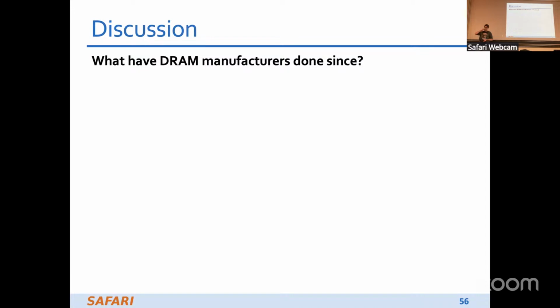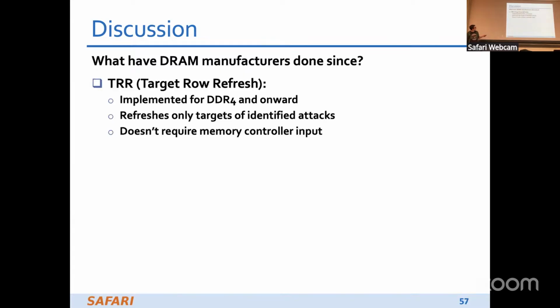I think they introduced something called target row refresh. I don't know if that was already in DDR3 or not. Yes, so TRR, target row refresh, was not in DDR3. It was introduced in DDR4 as one of the first fixes. So I think, yes, that's even my next slide.